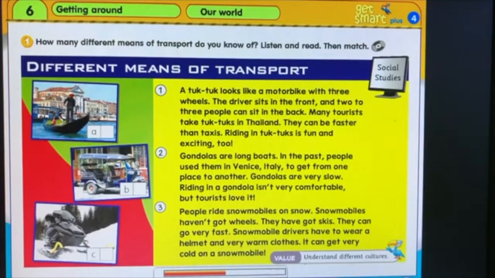2. Gondolas are long boats. In the past, people used them in Venice, Italy, to get from one place to another. Gondolas are very slow. Riding in a gondola isn't very comfortable, but tourists love it.